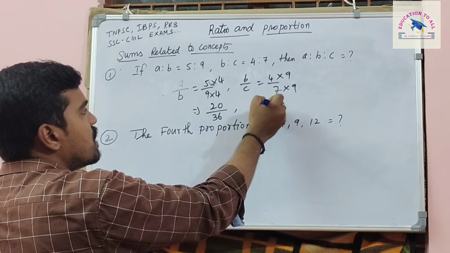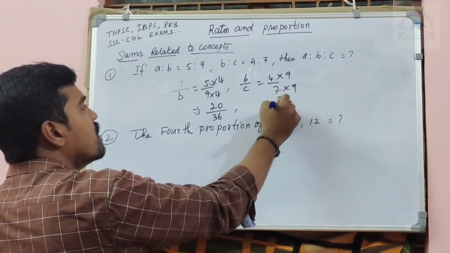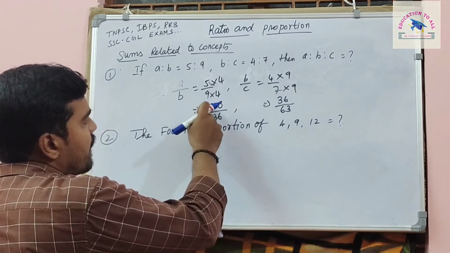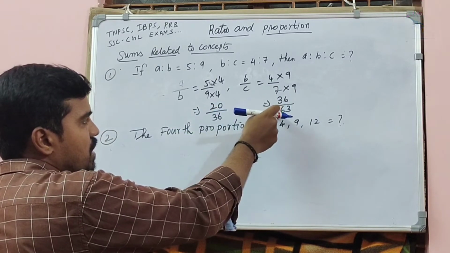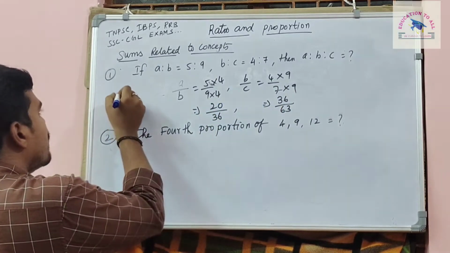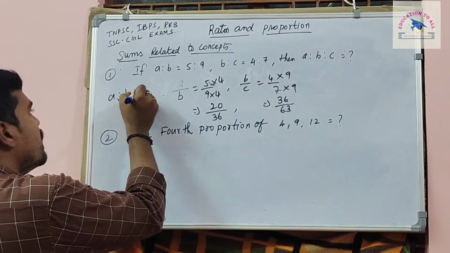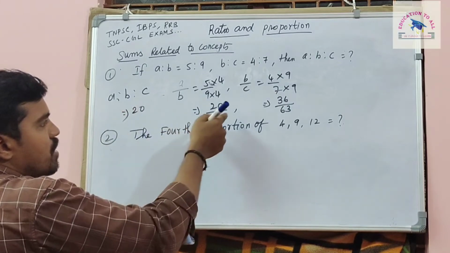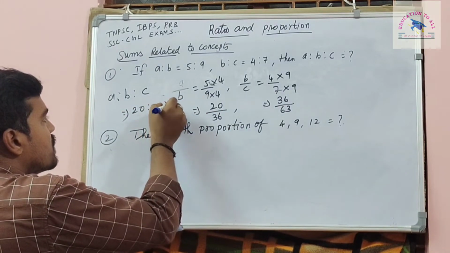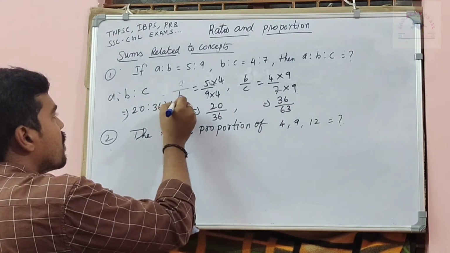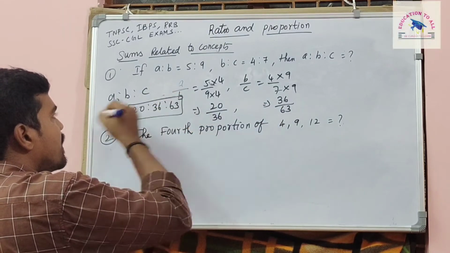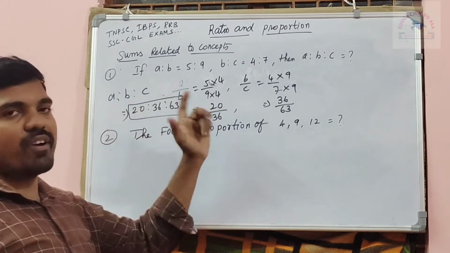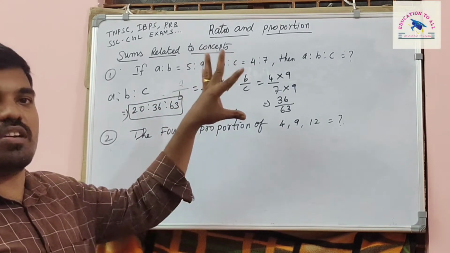Next, b is to c, 36 by 63. So now see here, a is to b is to c. That means a is to b is to c equals a value 20, b value 36, c value 63. So which will be the answer? A is to b is to c, by finding the LCM. This is the normal general method.